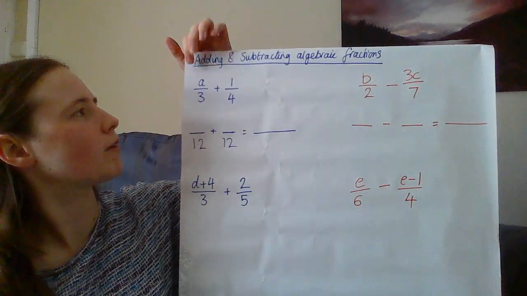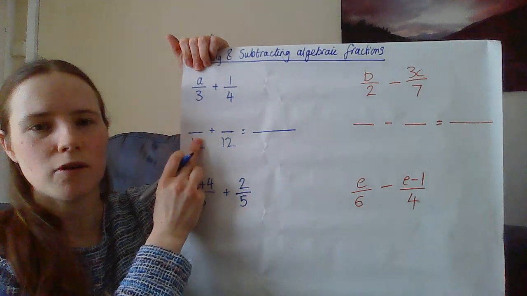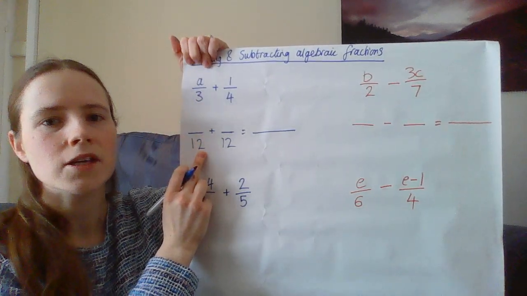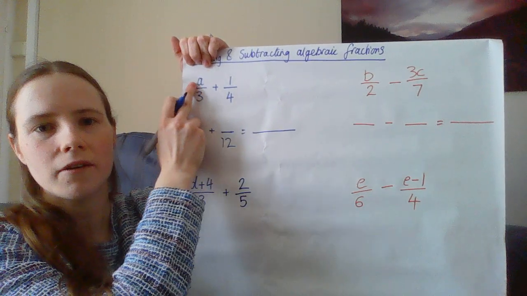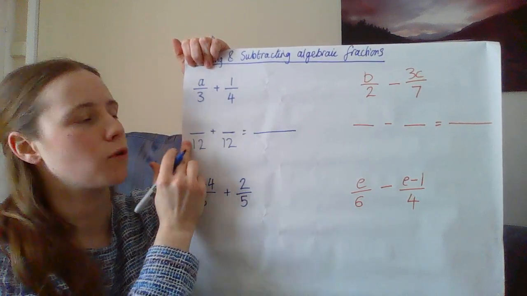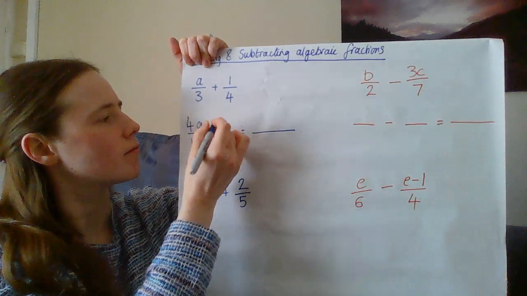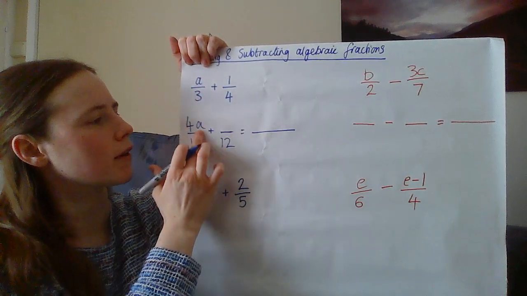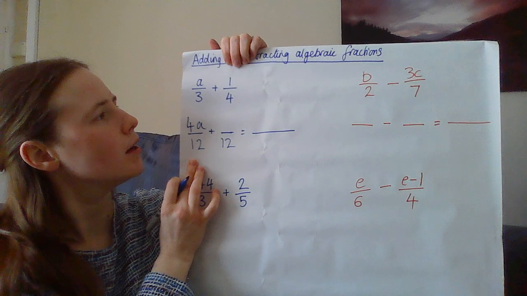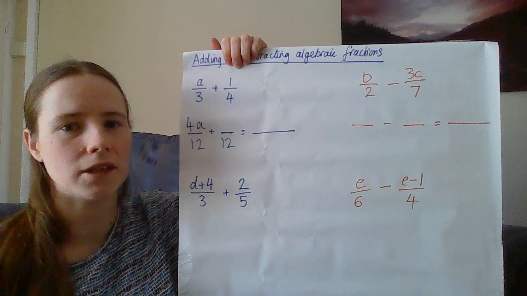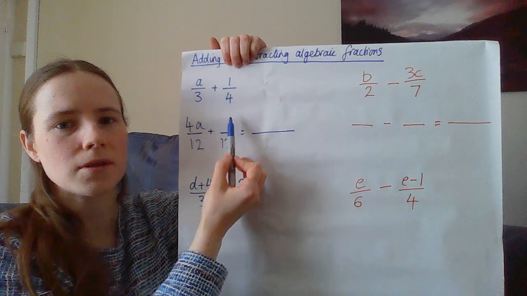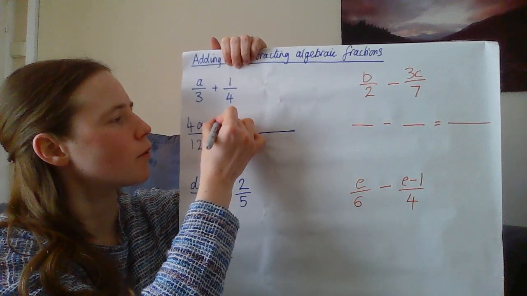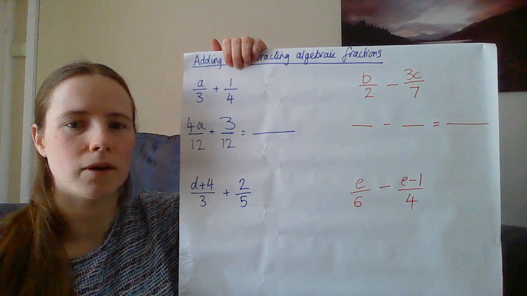Now, looking at the first fraction, to get that 3 to a 12, I've had to times it by 4. So I'm going to have to do the same thing to the numerator because I'm using equivalent fractions here. So a times 4, I can write as 4a. So my first fraction goes from a over 3 to 4a over 12. My second fraction started as a quarter. I'm timesing the bottom by 3 in order to get it to 12, so the top times is by 3 as well. So it's 4a over 12 plus 3 over 12.